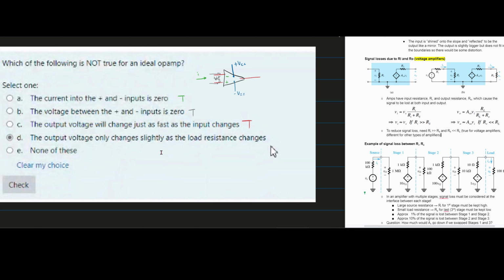But right here it says the output voltage only changes slightly as our load resistor changes. Well, if our load resistor is changing, this is going to significantly change our output voltage. So this is not true. The output voltage does not just change when our load resistance changes. It can change for other factors as well. So that is the answer for this problem.